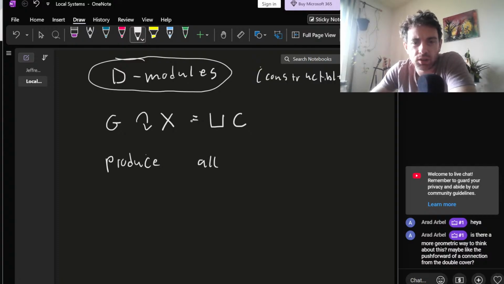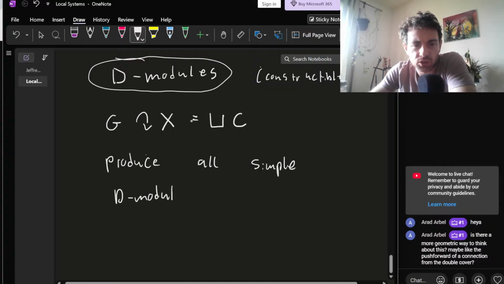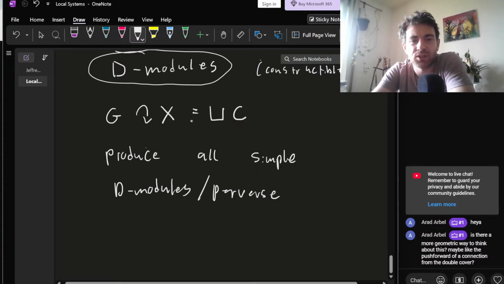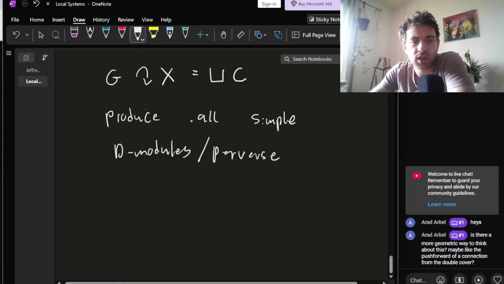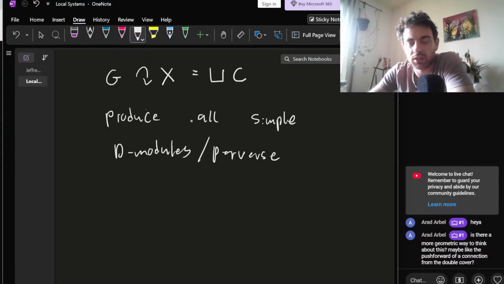all simple D modules / perverse sheaves. Oh, I want to do a lot more than this, but this is definitely one of the starting points. And the point is that I'll phrase this in terms of D modules, but it actually can be phrased in, there's this thing that shows up on either side of the correspondence.